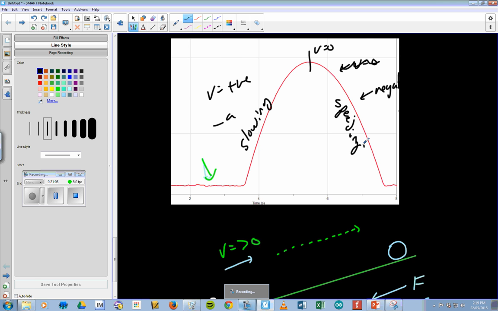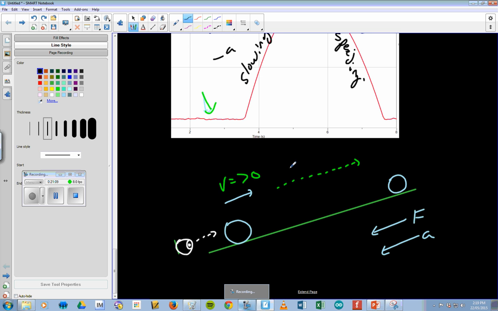Okay? And we'll leave it there. And next time we'll look at a velocity time graph.